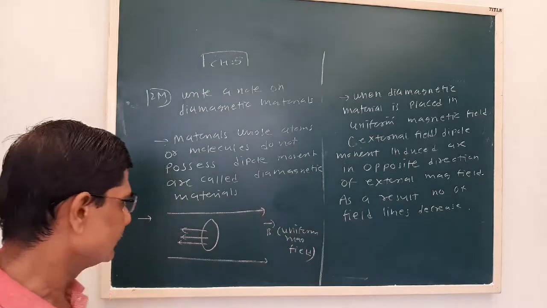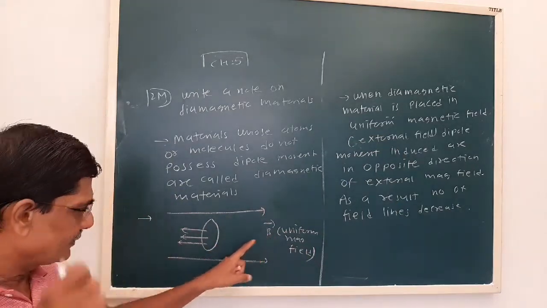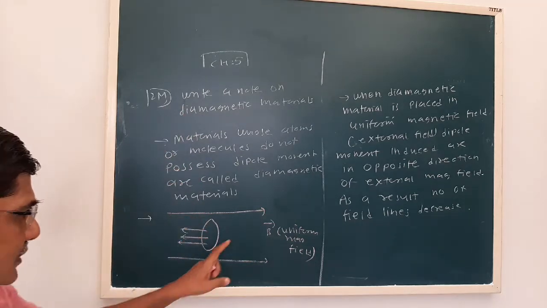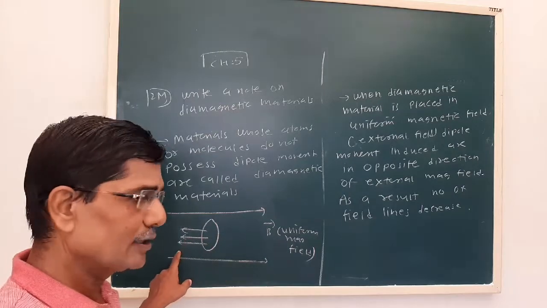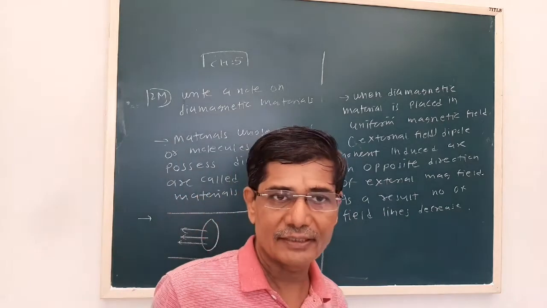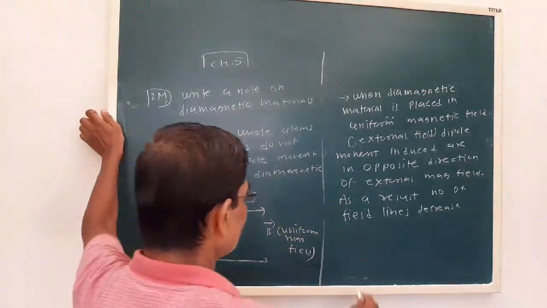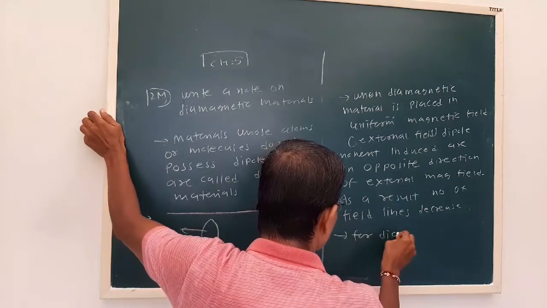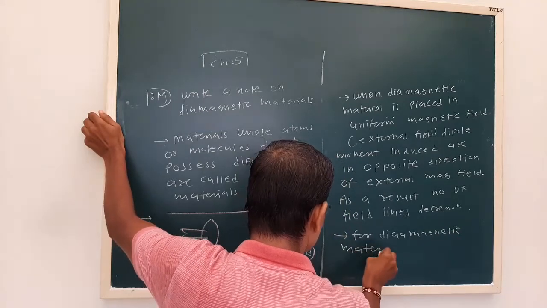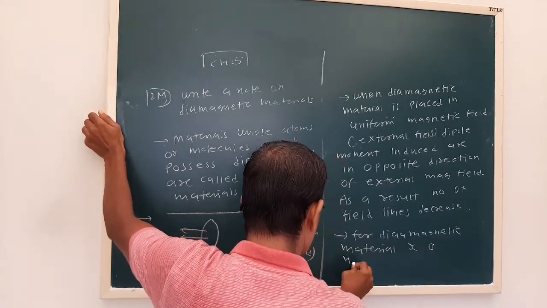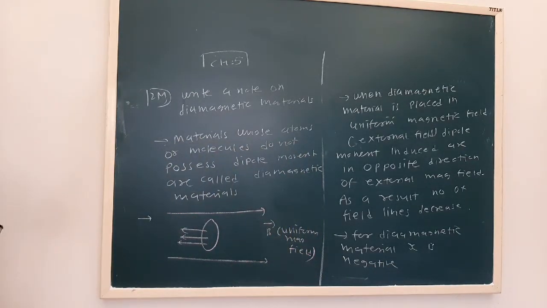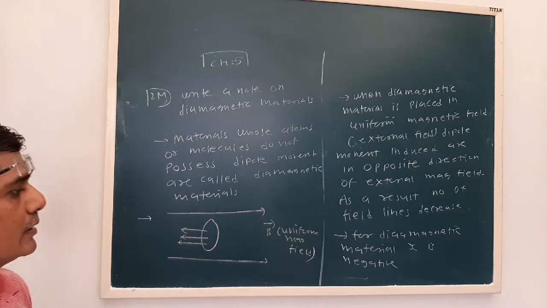Now we have seen that this is the external magnetic field. A diamagnetic material is placed inside it. The dipole moments are induced, but they are in the opposite direction. It's a vector quantity, so there will be subtraction. As a result, the number of field lines will decrease. For diamagnetic material, chi is negative.